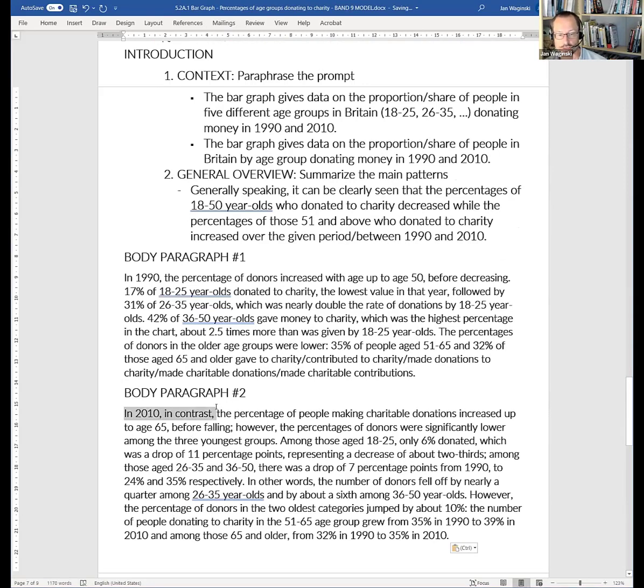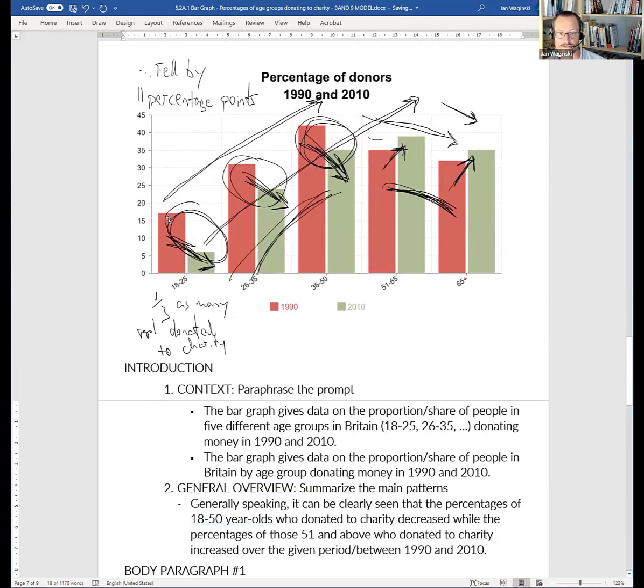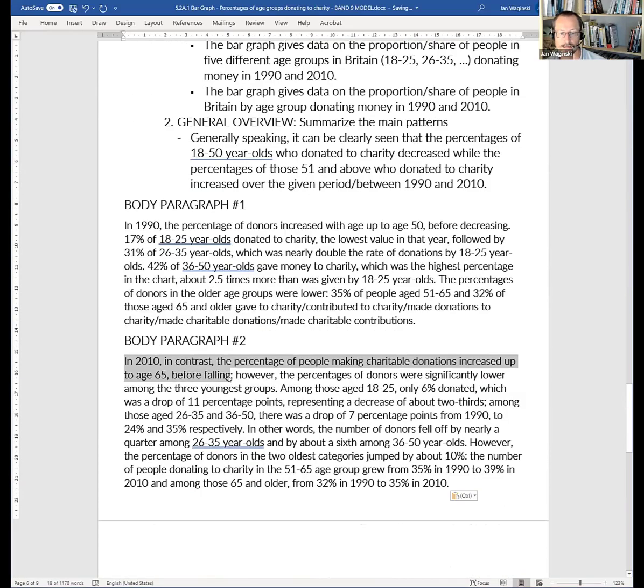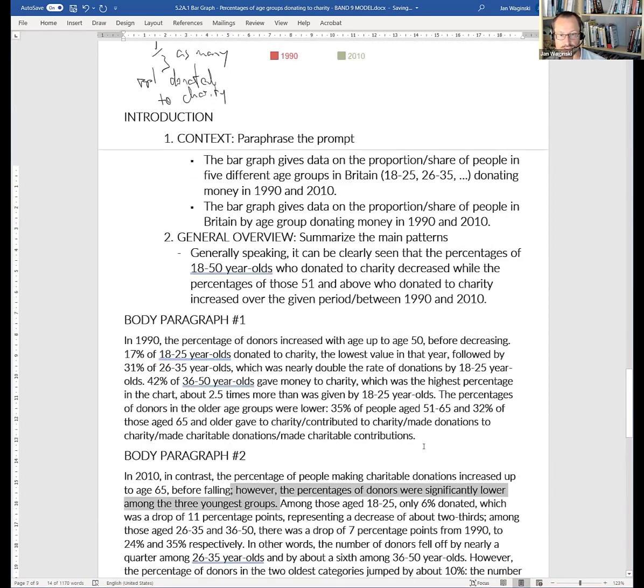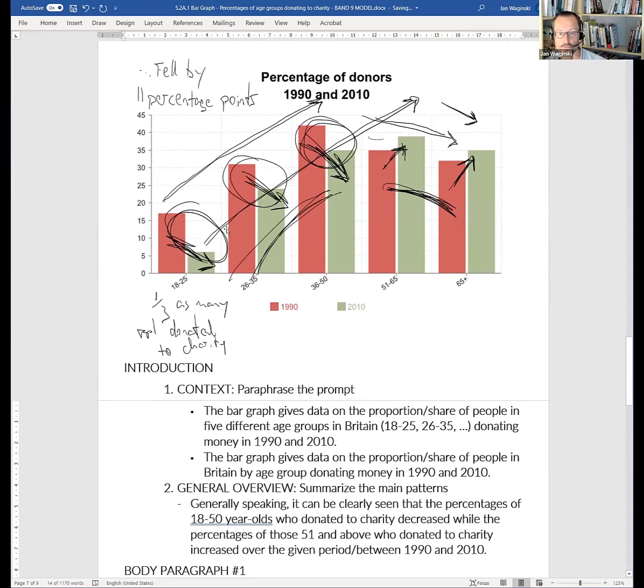In 2010, in contrast, the percentage of people making charitable donations increased up to age 65 before falling. So that's this business. Up, up, up, up, and then down for the last group. However, the percentages of donors were significantly lower among the three youngest groups. That's making a meaningful comparison. The percentages of donors were lower in these three younger age groups.